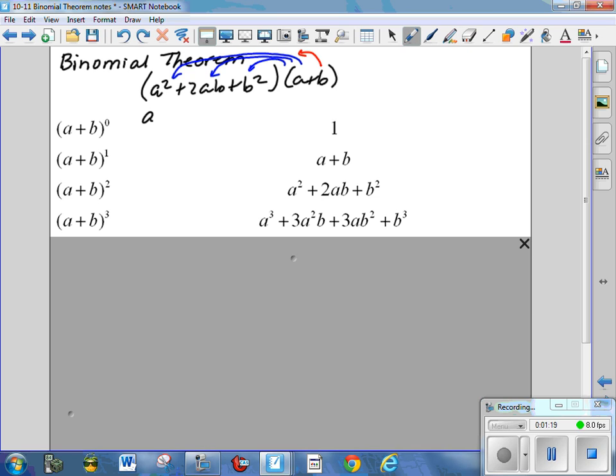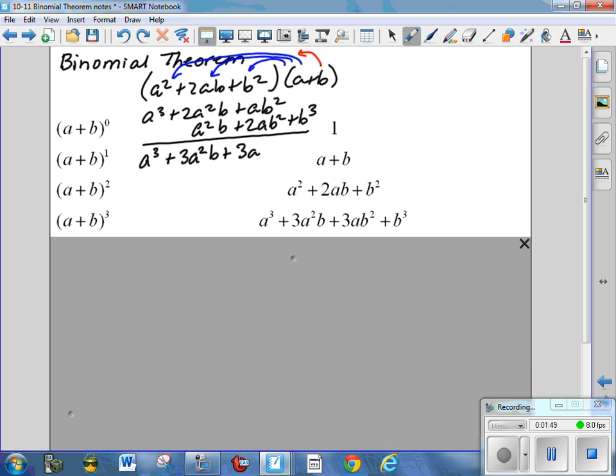So I end up with a cubed plus 2a squared b plus ab squared when I multiply everything times a. When I multiply everything times b, I end up with a squared b plus 2ab squared plus b cubed. And I like to write it one step under the other and line up like terms, so then it's really easy to combine like terms. A cubed plus 3a squared b plus 3ab squared plus b cubed, which is what I have in line 3.